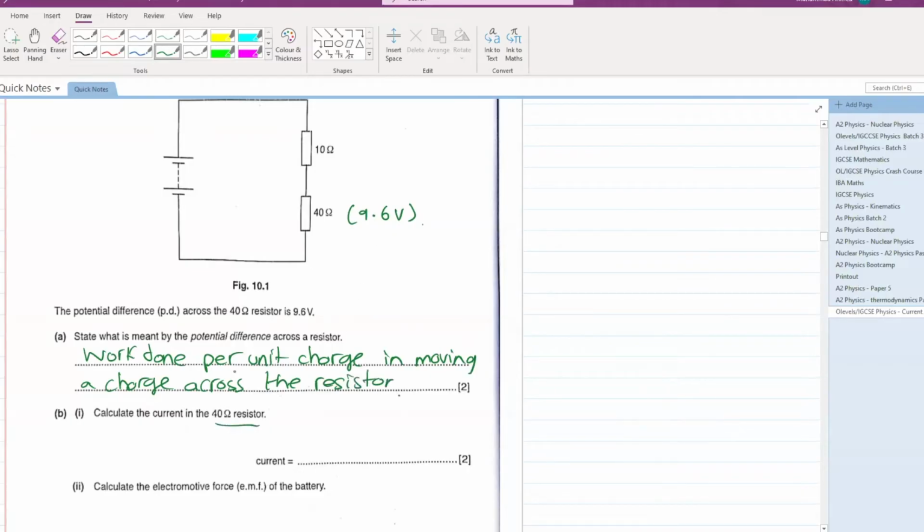Calculate the current in the 40 ohm resistor. You have the voltage, you have the resistance, you will apply V is equal to IR. Voltage is 9.6 divided by the resistance, that is 40. You will get your current.